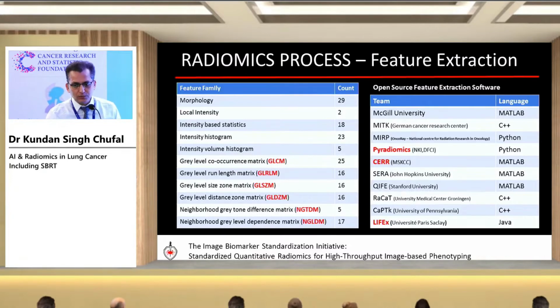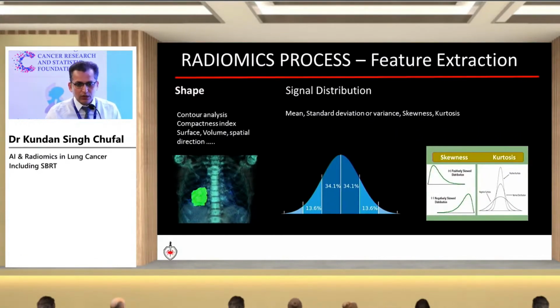What we are using here is primarily Radiomics and SBRT, and these are all highlighted in red. These are all software which are freely available. They are not paid software; they are freely available. So the shape features, we all know, tell us how compactly the pixels are distributed over a tumor area.